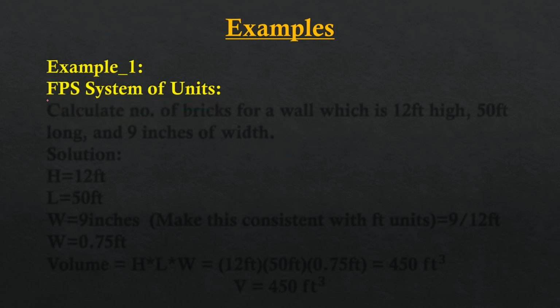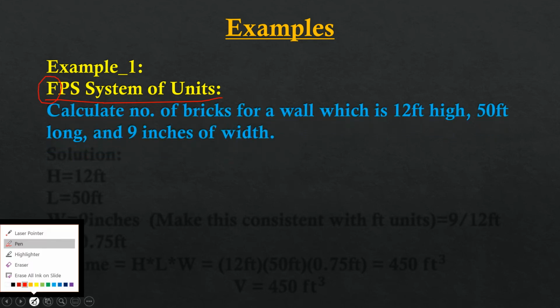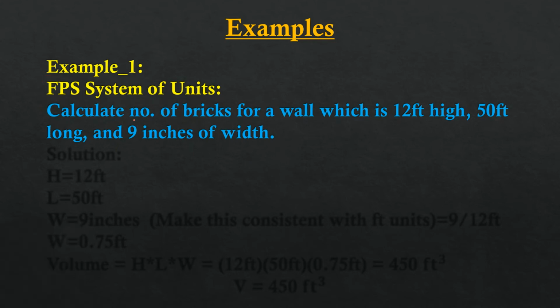Example number one of this lecture is the FPS system of units. FPS means our length units will be in feet. Our question is to calculate the number of bricks for a wall which has 12 feet height, 15 feet length, and 9 inches thickness. Here you can see the consistency of units. Height is given in feet, length is given in feet, but width is given in inches. So we have to convert these inches into feet.